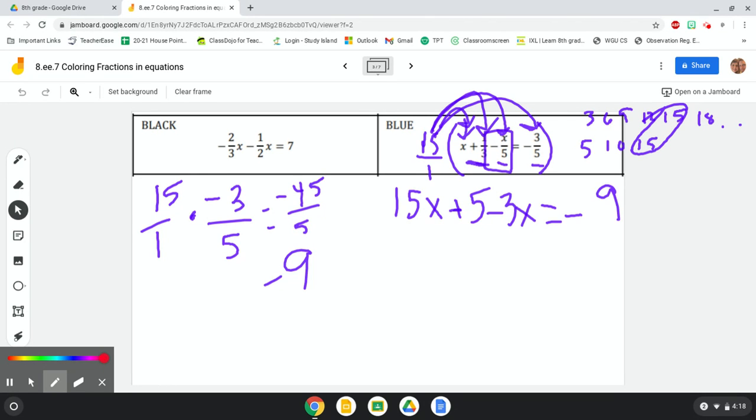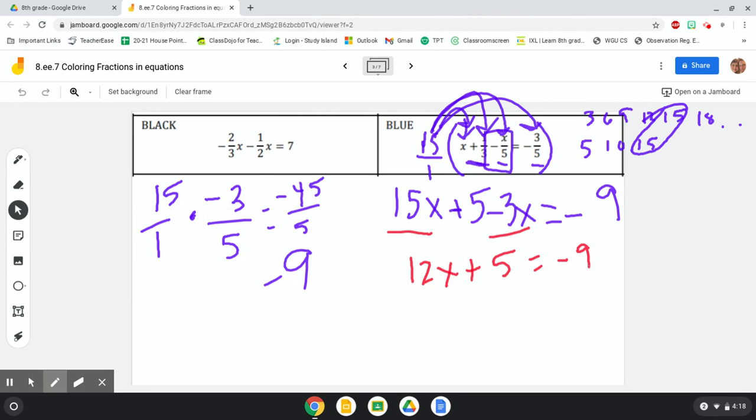So now at this point, I just have whole numbers to work with, okay? Or integers, whatever. So I'm going to, okay, still no distributive property to deal with. Next is combining like terms. Well, I have two like terms right here. So 15x minus 3x is going to give me 12x. Bring down that plus 5. Bring down the equals negative 9.